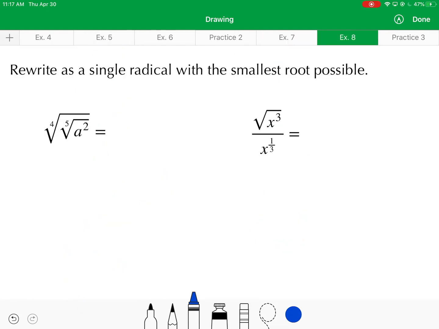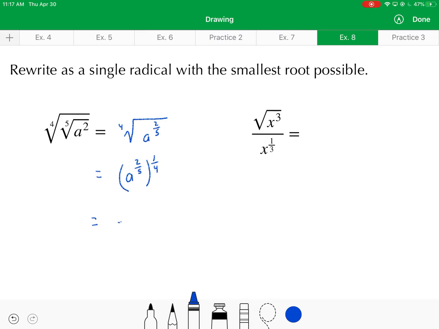Couple more examples. Notice same directions, rewriting as a single radical with the smallest root possible. Okay, so over on the left here, I have a radical within a radical. So I'm taking the 4th root of the 5th root of a squared. How about I start by making the 5th root of a squared? Isn't that a to the 2/5 power? Okay. And then a to the 2/5 power, if you're finding the fourth root of that, that would be a to the 2/5, then raised to the 1/4 power, right?